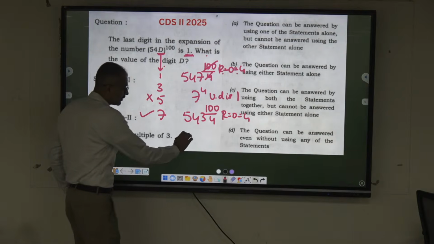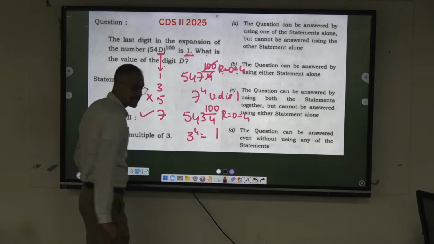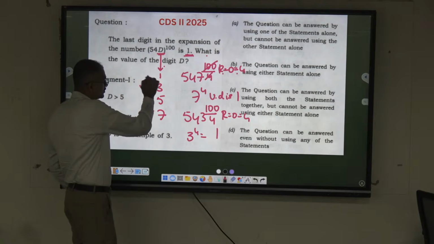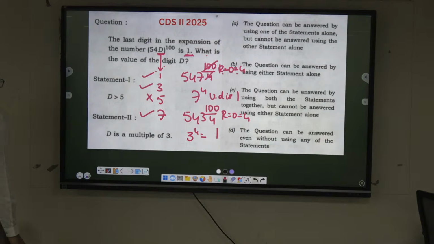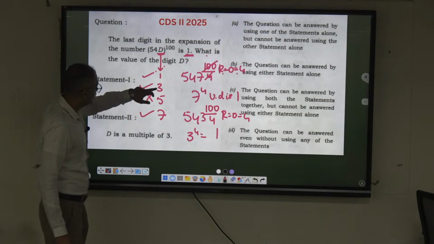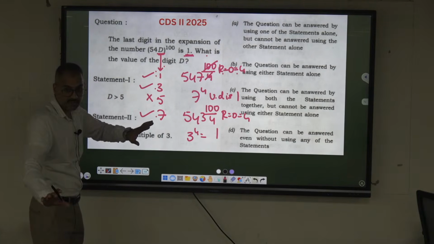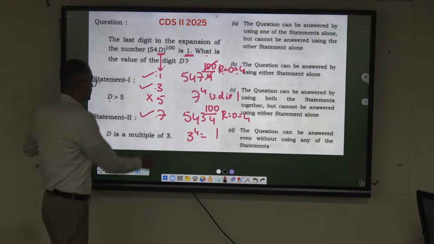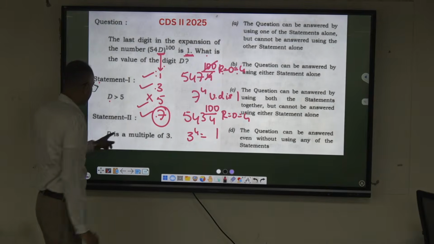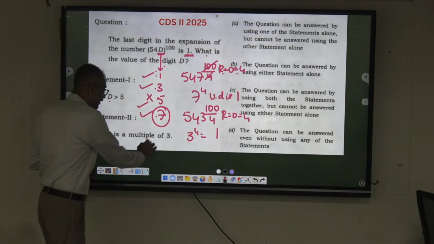What is 3 power 4? Unit digit is 1, in this particular case also. So totally, 3. Okay, now we found that 1, 3, 5 are the possible choices here. Statement 1 says D is greater than 5, means 7. D is a multiple of 3.